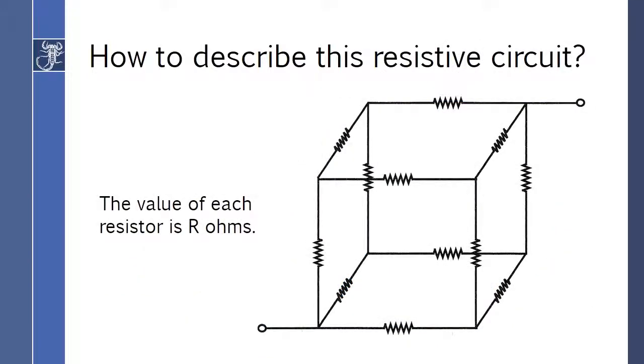Consider this resistive circuit. Imagine that the value for each resistor is identical and it is known as R. We don't have the number in ohms, we just know it's a symbolic value R. The question is, how can we describe this circuit?